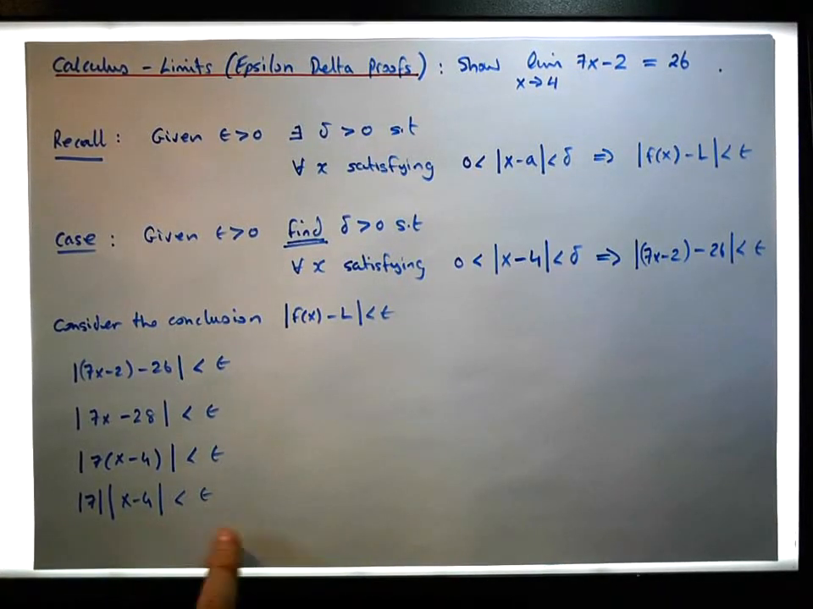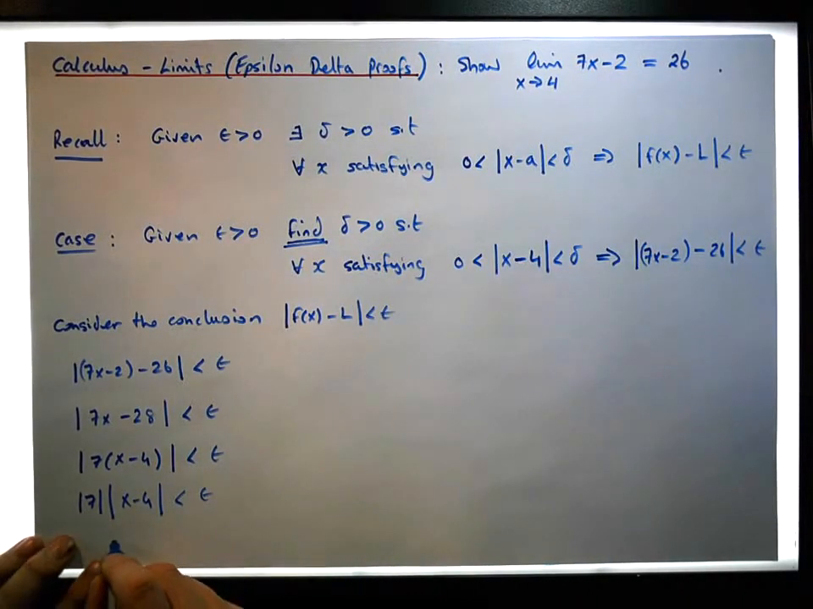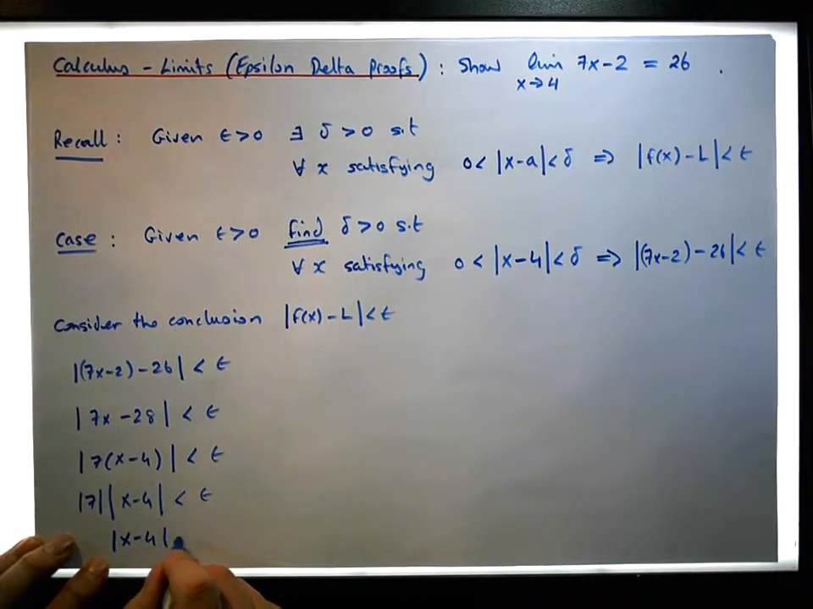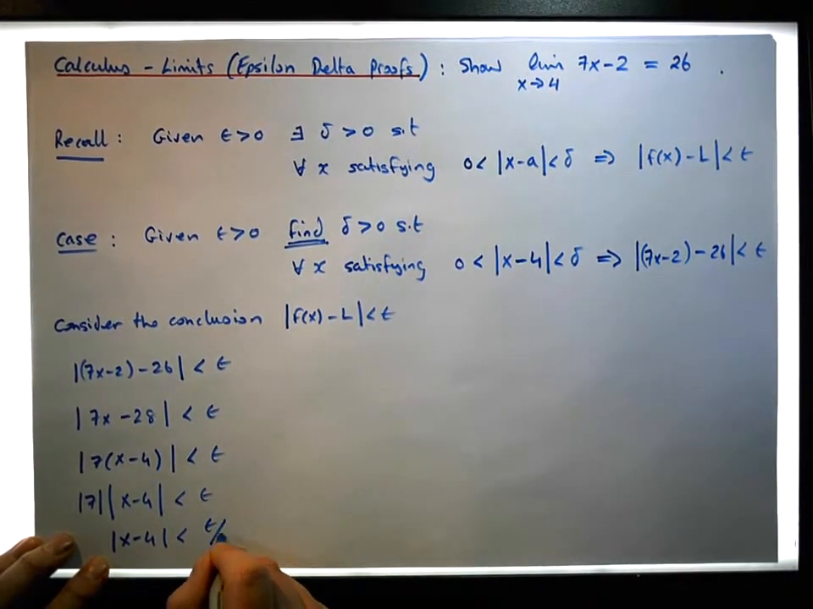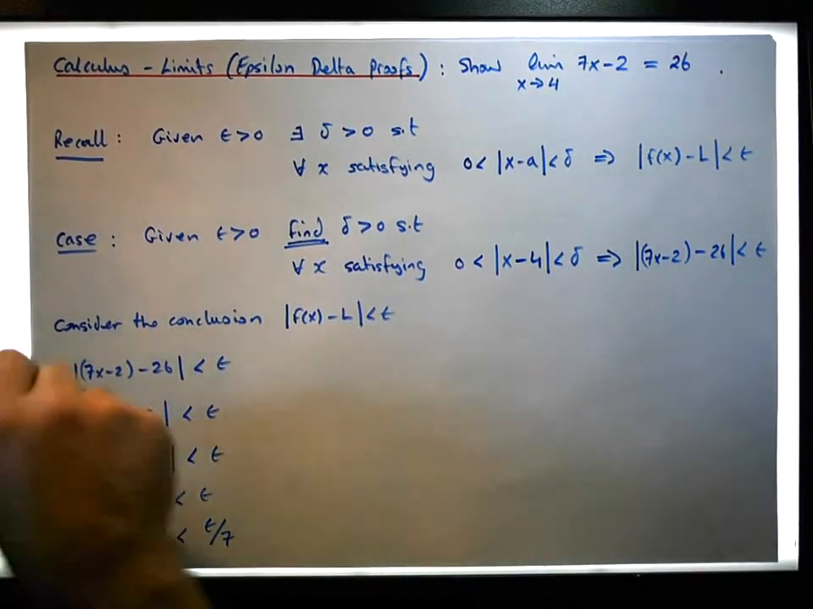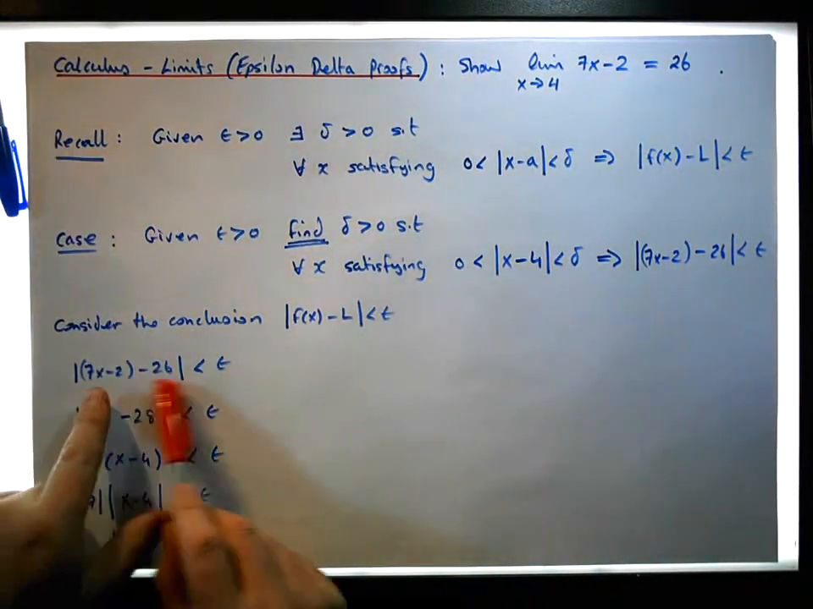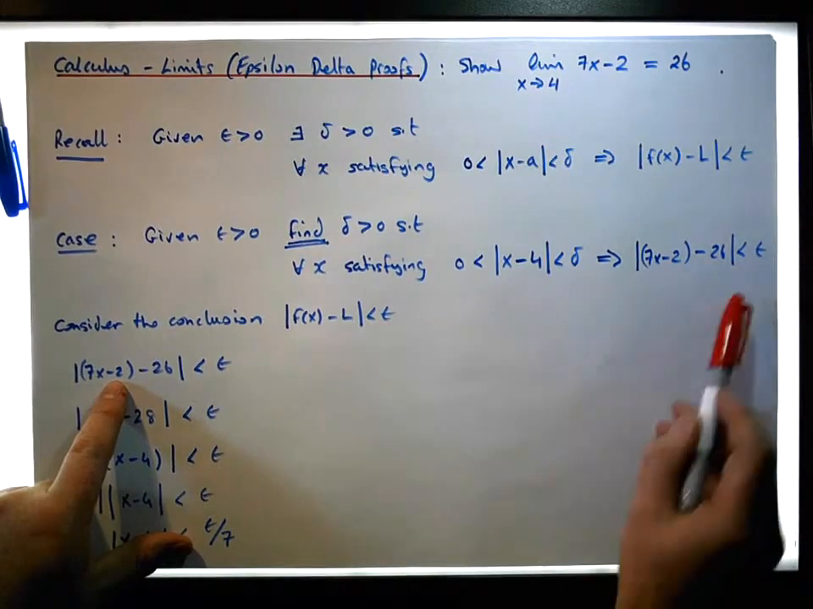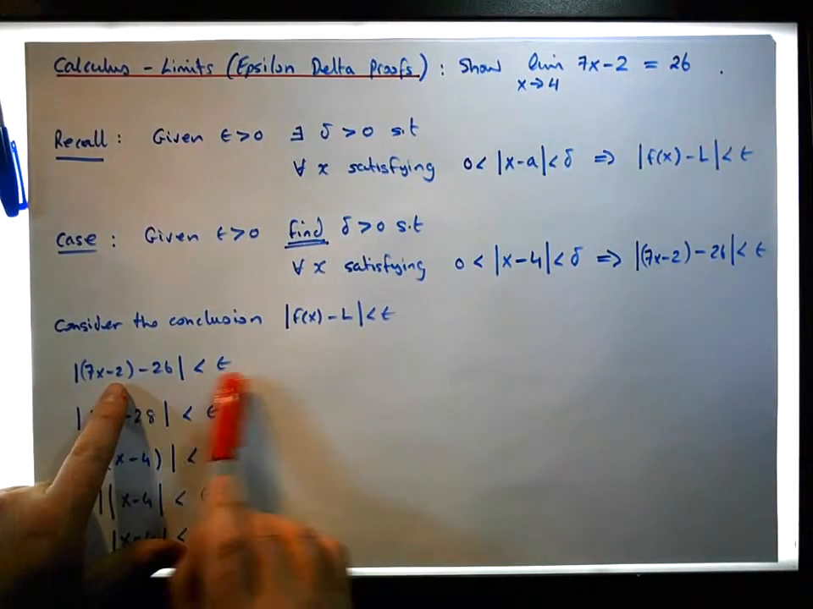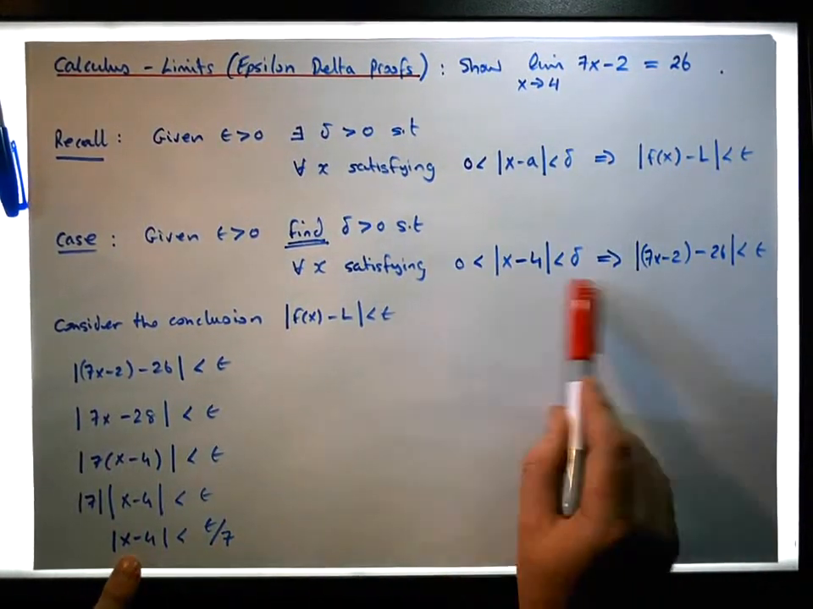Dividing across by the absolute value of 7 gives us that the absolute value of x minus 4 must be less than epsilon over 7. So what we've just done is we've reduced our conclusion. We've worked backwards. We've reduced our conclusion down into something that looks like our premise.